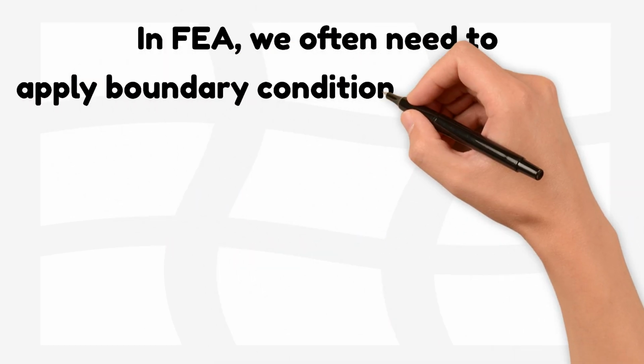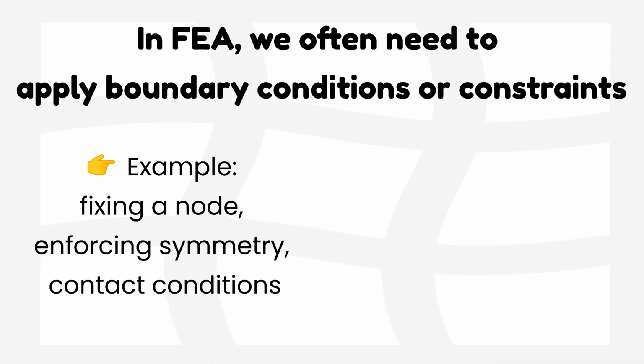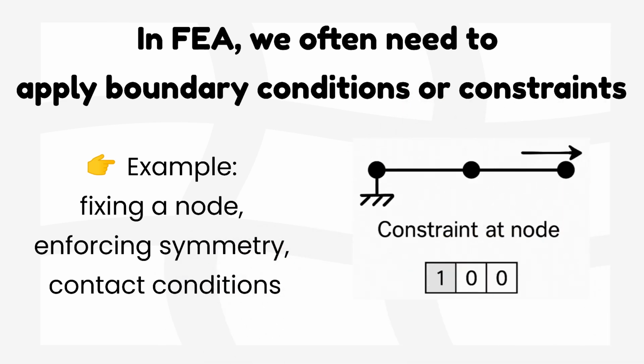In finite element analysis, we often need to apply boundary conditions or constraints to simulate real-world behavior accurately. For example, this could mean fixing a node, enforcing symmetry, or applying contact conditions. These constraints ensure our model behaves as expected, just like this node that you see in this slide here, which is restricted from moving in certain directions.